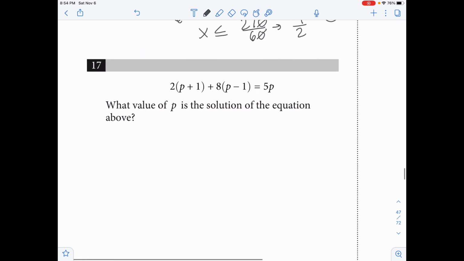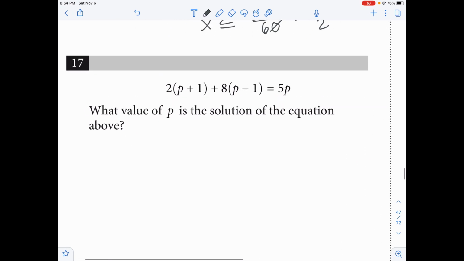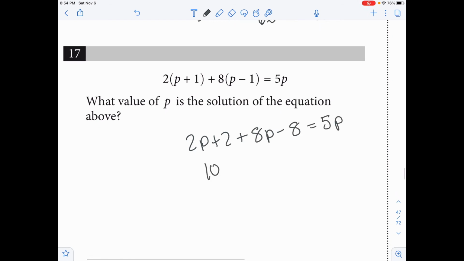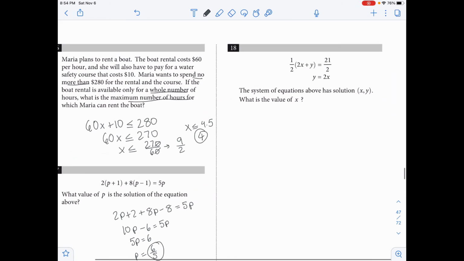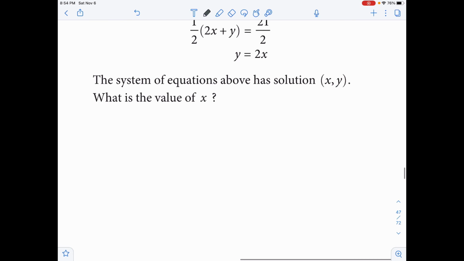Number 17 is just solving the equation. So 2p plus 2 plus 8p minus 8 equals 5p. So they want to solve for p. So 10p, 2 minus 8 is -6, equals 5p. So 5p has to equal 6. So p is 6 over 5. And that's my answer.